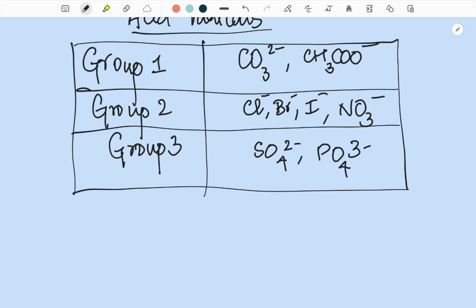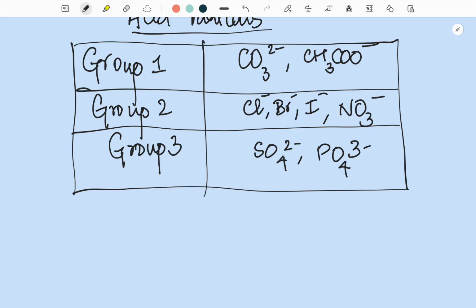Now, you need to understand that there are so many ions involved in salt analysis. In CBSE, we are only learning a few ions. Actually, there are many more ions in addition to what I have mentioned here on the screen.